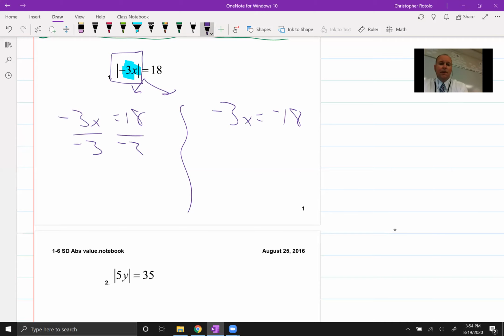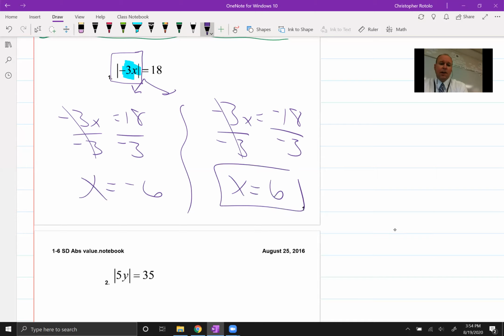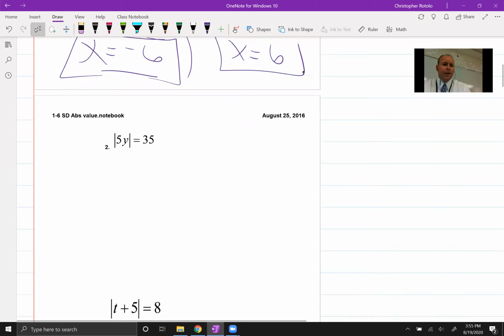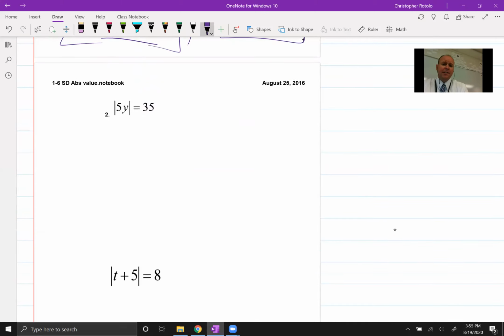Divide by negative 3, and this is why I set both of them up: the steps are the same. So x equals negative 6 and x equals positive 6. Remember, your answers will not always be opposites of each other, but we may run into that in the first couple examples here.